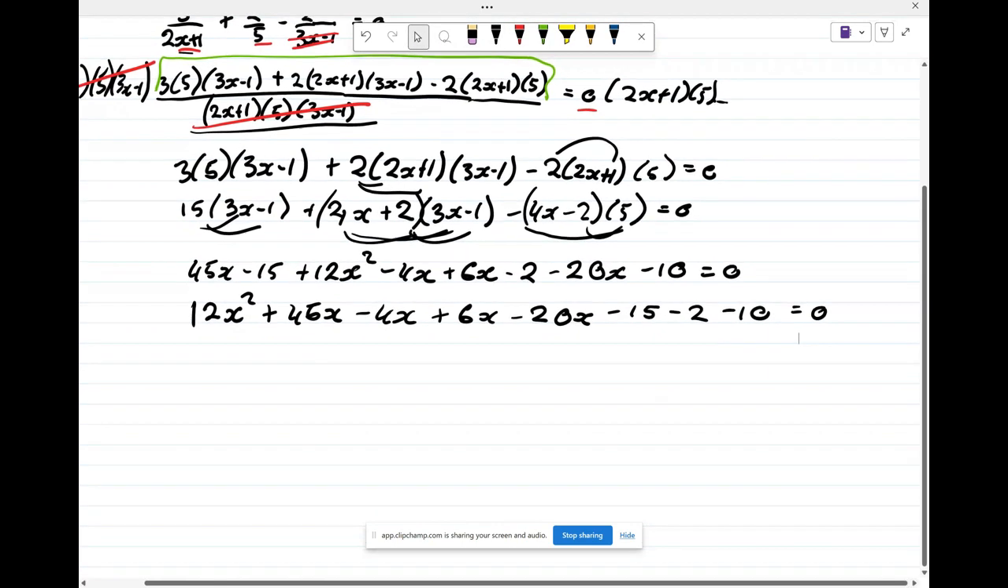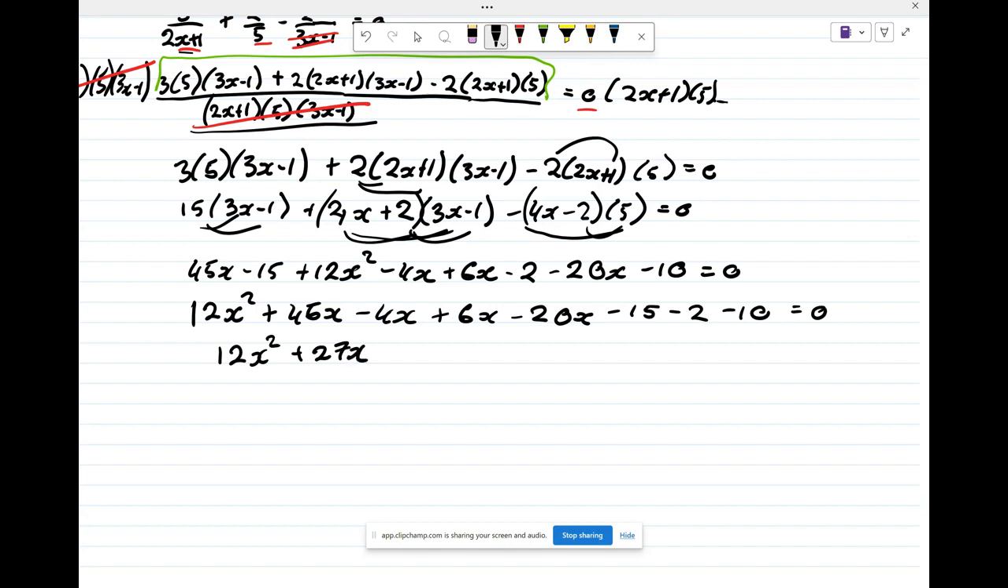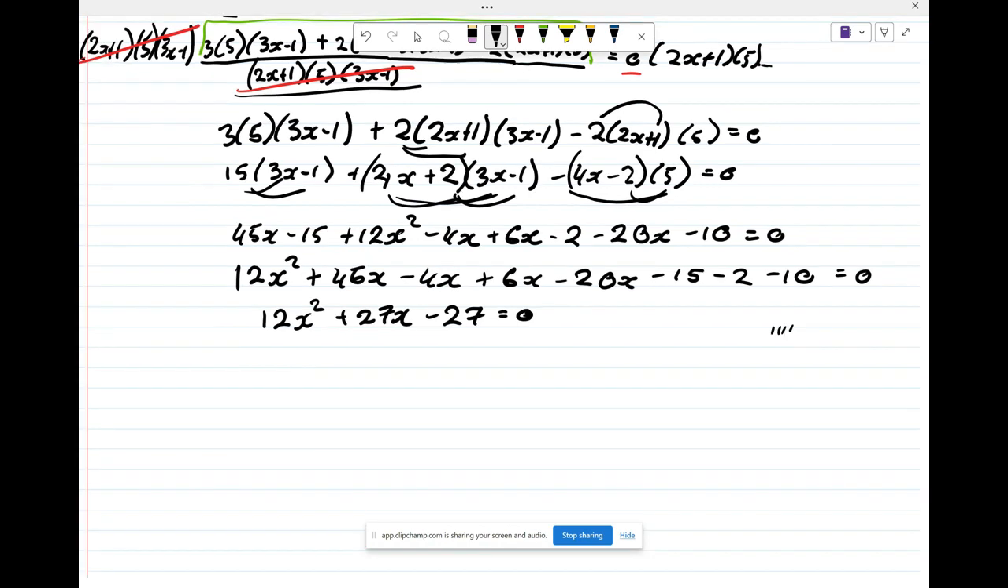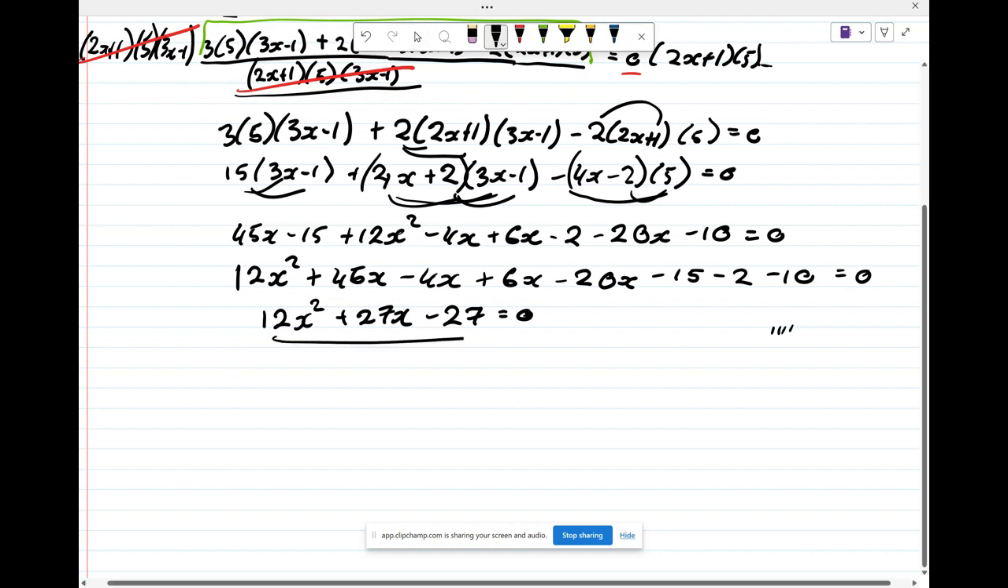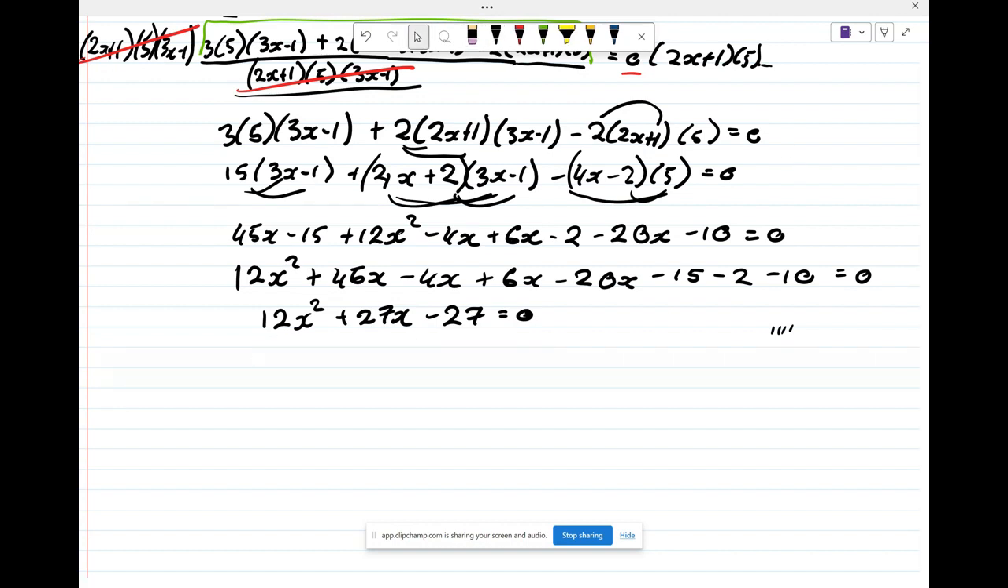Okay, great. So now, adding all these together, we're going to get 12x squared plus 27x, and we're going to get minus 27 is equal to 0. Okay, so now we're going to need to factorize because we have a quadratic equation, and we're going to find out our values for x that way by turning our factors into roots. But before we do that, we can actually divide everything and make it easier for ourselves. If we divide everything by 3, that should make it easier. So if we divide everything by 3, that's going to be 4x squared plus 9x minus 9 is equal to 0.